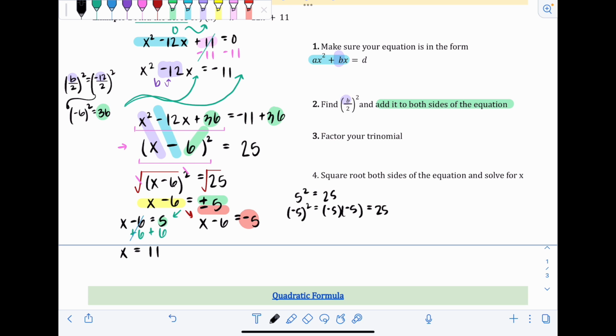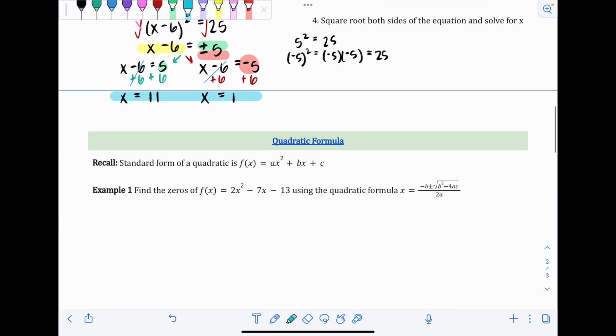And then the second equation, x minus 6, so I'd have to cancel out the minus 6 by adding 6 to both sides. We bring down the x. Minus 6 plus 6 cancels out, and then negative 5 plus 6 is 1. So our zeros for this completing the square problem are going to be x equals 11 and x equals 1.